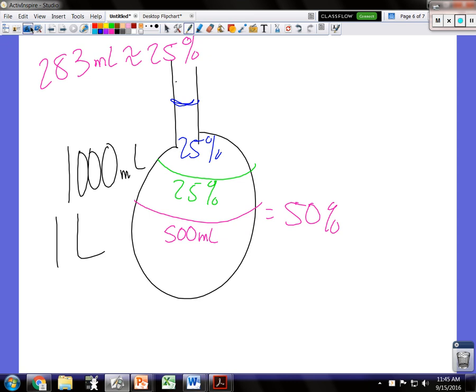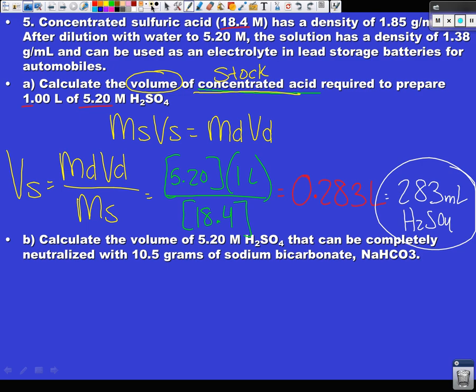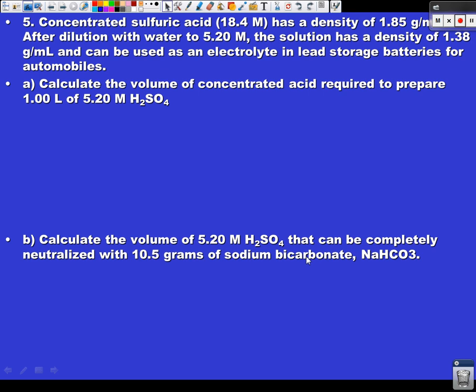All right, so let's go back to B. B says calculate the volume of 5.2 molar sulfuric acid that can be completely neutralized with 10.5 grams of sodium bicarbonate.